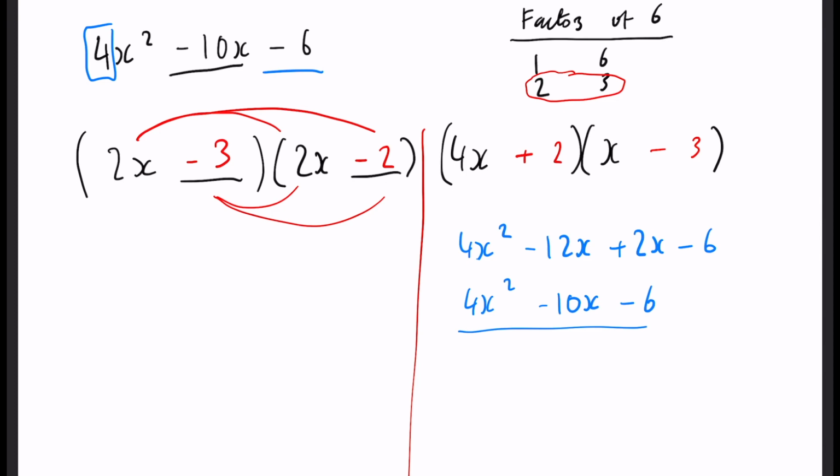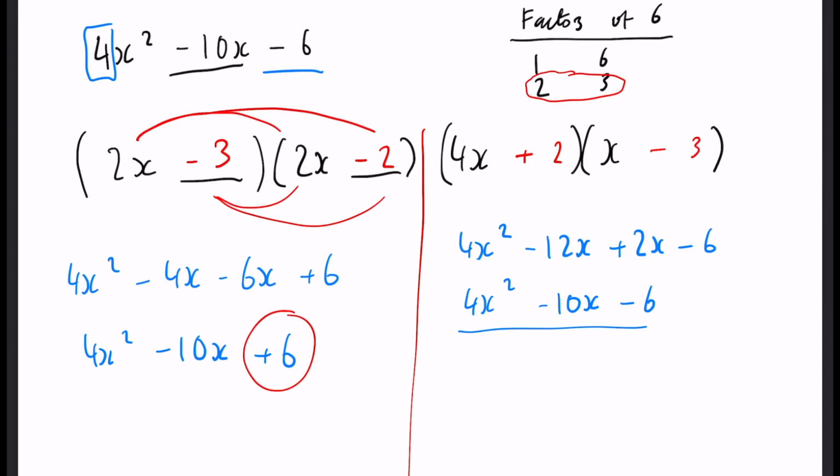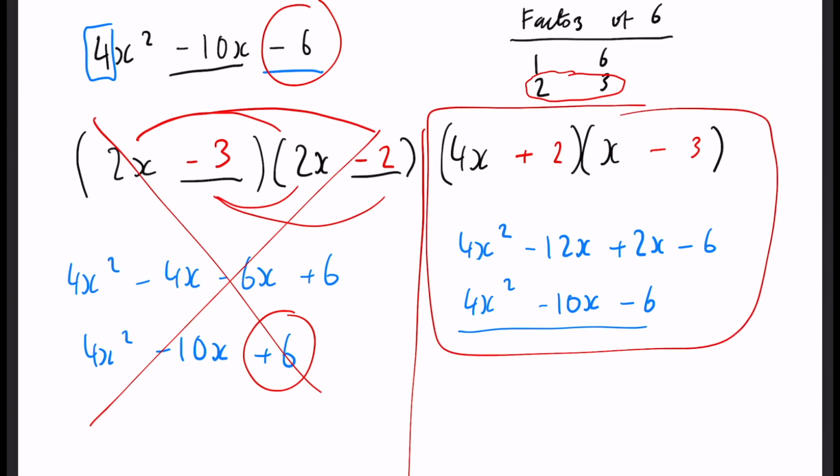If we expand this one out, we're going to have 4x squared minus 4x minus 6x. However, our last number, minus 3 times minus 2, is going to be a positive 6. So when it comes to bringing these terms together, you can see that this time we have a positive 6, but we need a negative 6. So this answer cannot happen, in which case the first one is the only solution.